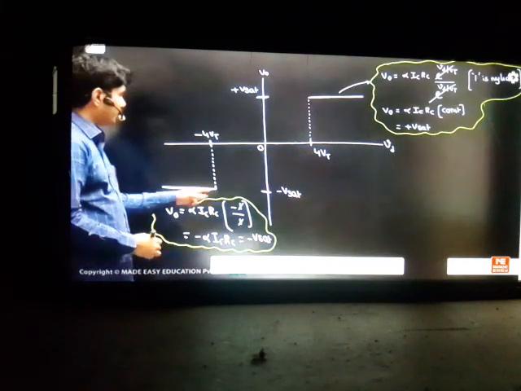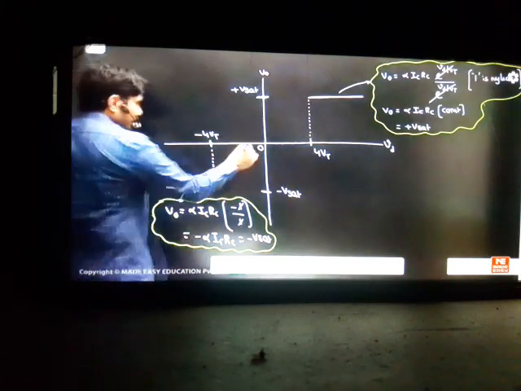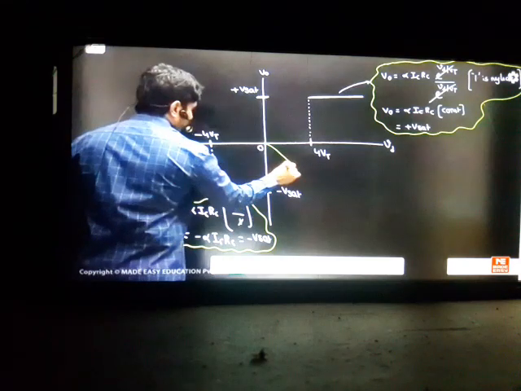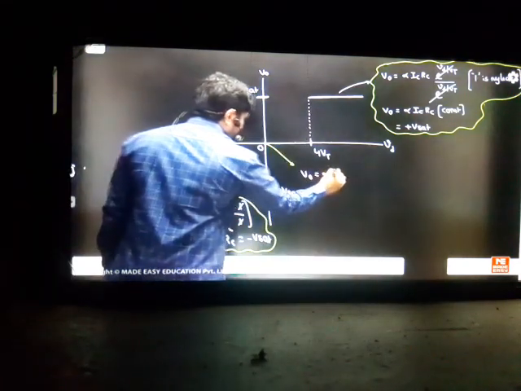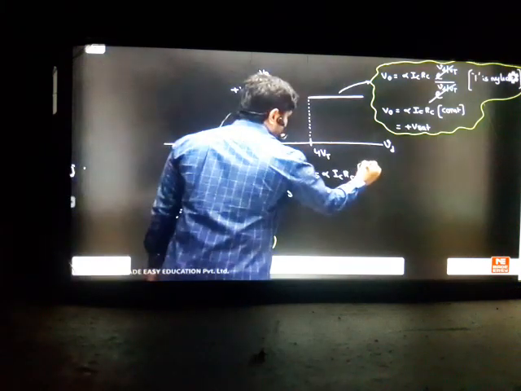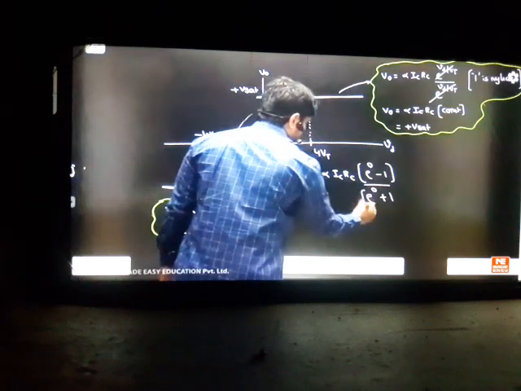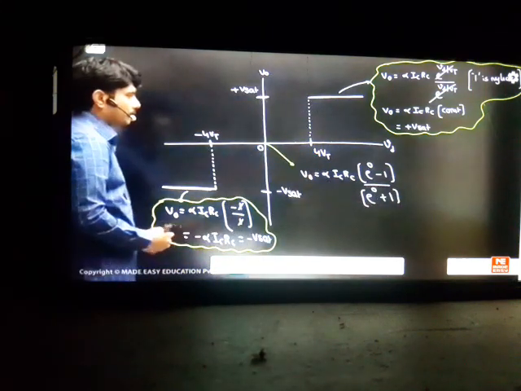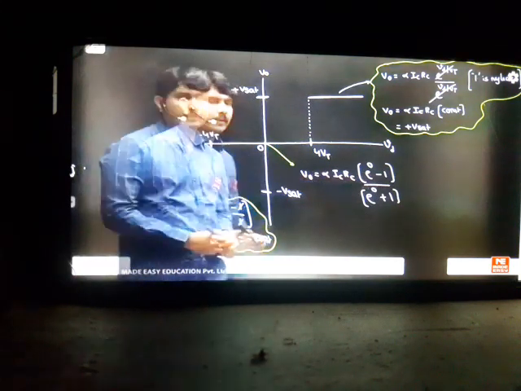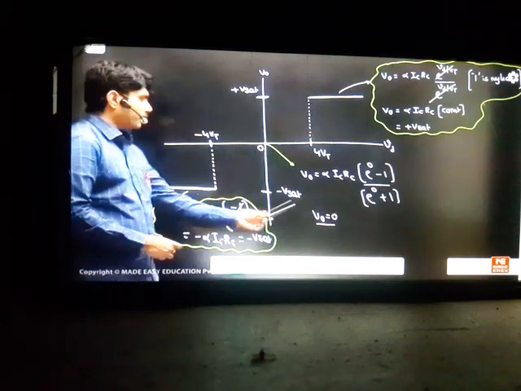So what happens in between? If anybody asks me, what can happen at this point? At the 0 point, with my VD, your output is equal to alpha times IC into RC, multiplied by e power 0 minus 1, divided by e power 0 plus 1. Exactly at the origin of my input, my output relation is this one. E power 0 is 1, 1 minus 1 becomes 0. So the answer will be 0. That means whenever my input is 0, my output is also 0.